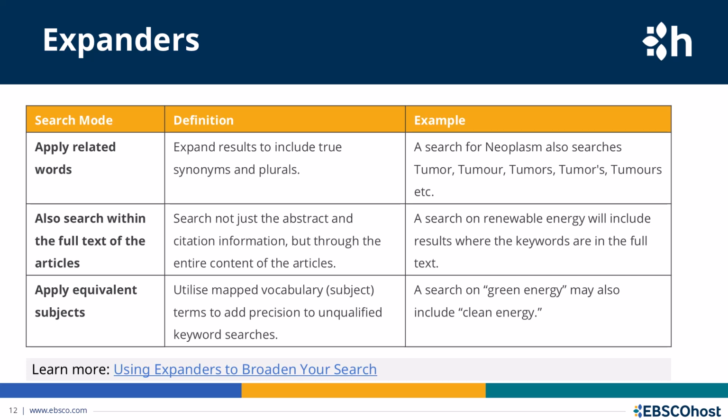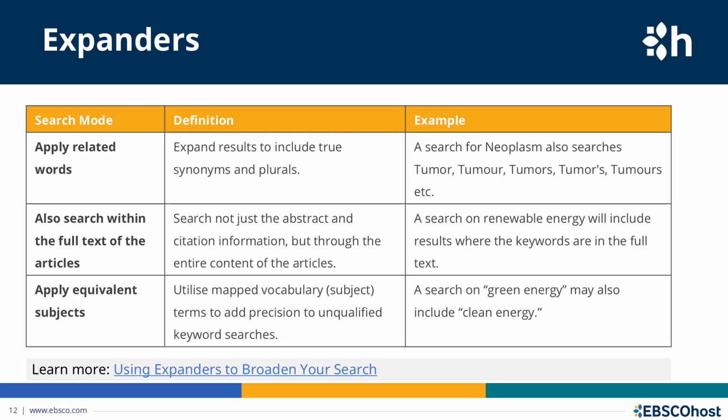Also search within the full text of articles. This expander will search not just the abstract and citation information, but also the entire content of the articles in full text. So, for example, a search on renewable energy will include results where the keywords are also found in the full text.